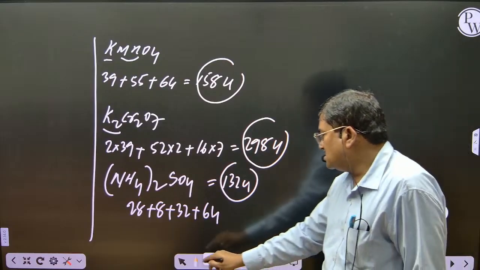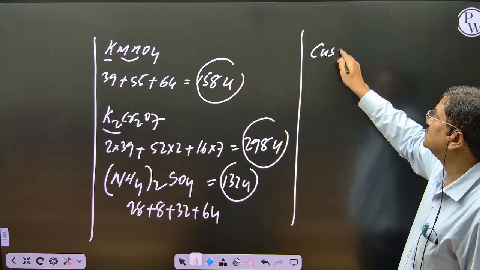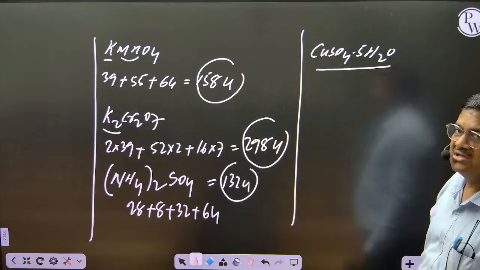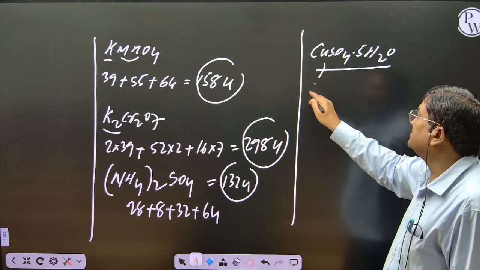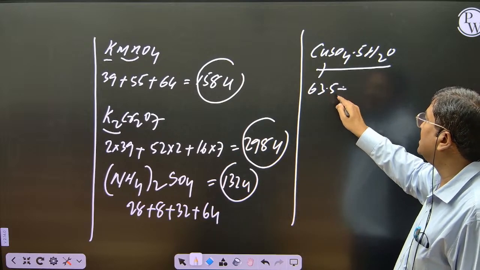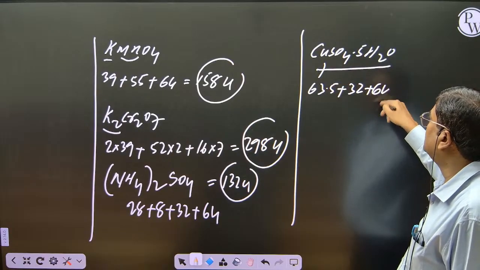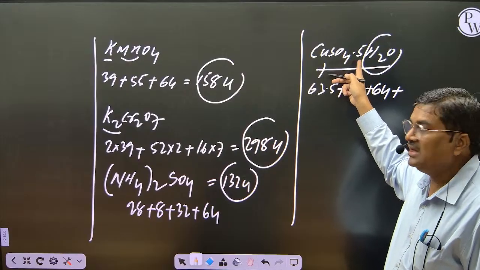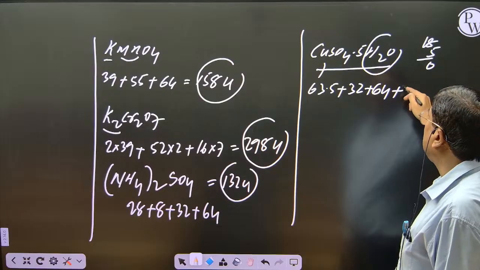And take the last compound, copper sulfate pentahydrate. You know, CuSO4·5H2O. This is called blue vitriol. What is the copper atomic mass? 63.5. This atomic mass 63.5 plus sulfur is 32 plus 16 fours are 64. Now see, once I am familiar, each water molecule is 18. 18 fives, when you multiply with 5, that comes 90.